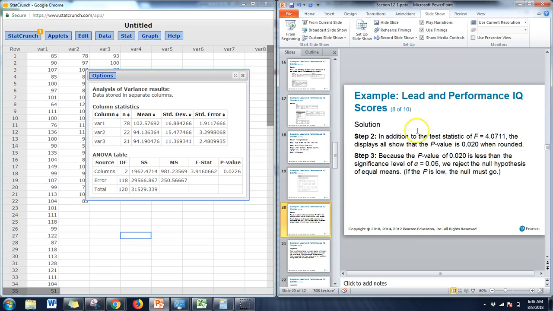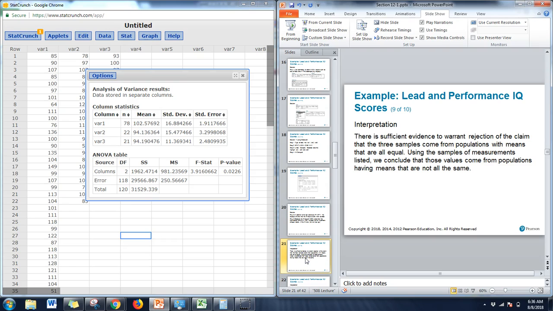because our p-value is very low and it's lower than the significance level of alpha is 0.05, we reject the null hypothesis of equal means. So there is sufficient evidence to warrant rejection of the claim that the 3 samples come from populations with means that are equal.